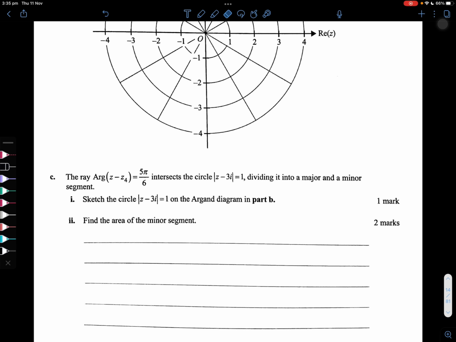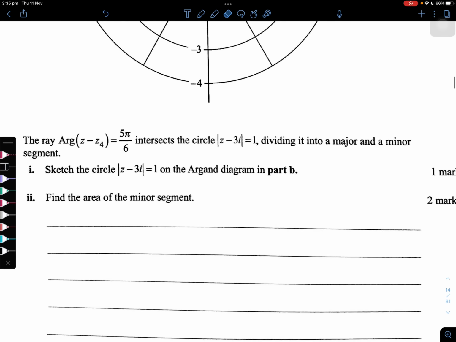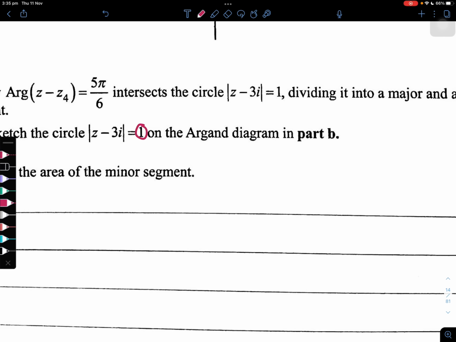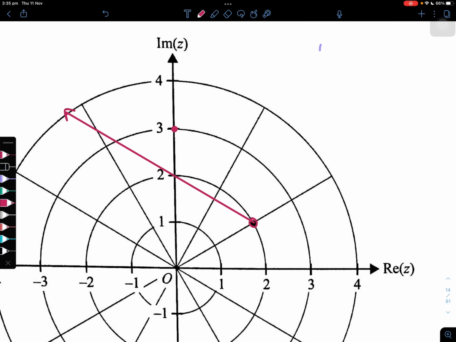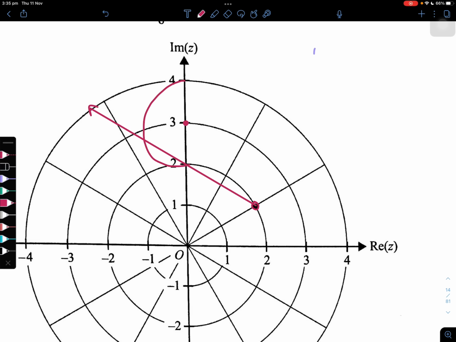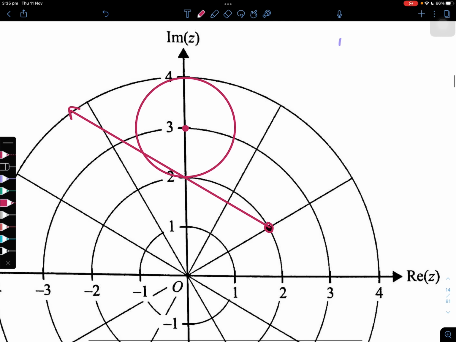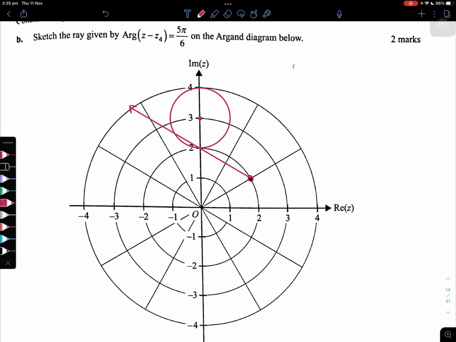Alright, next part. The ray intersects the circle, dividing it into a major and a minor segment. Sketch the circle on the Argand diagram. So, this circle has a radius of 1, and it's been moved 3i upwards, okay? So that means it has been moved up to here, and has a radius of 1. Let's move this a bit. Okay, like that, right? It has a radius of 1 because it goes from 3 to 4 and 3 to 2, and it's been moved up 3i.